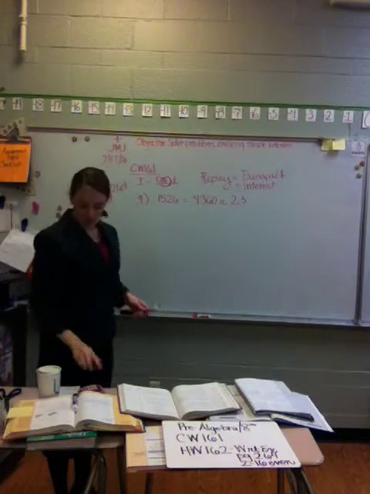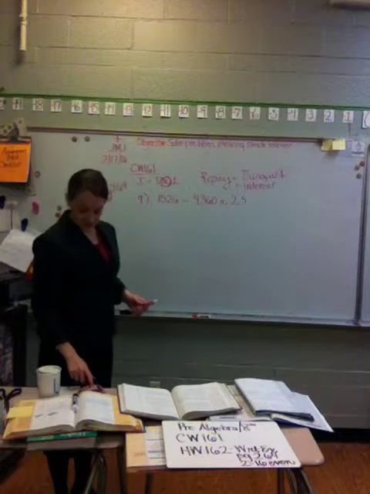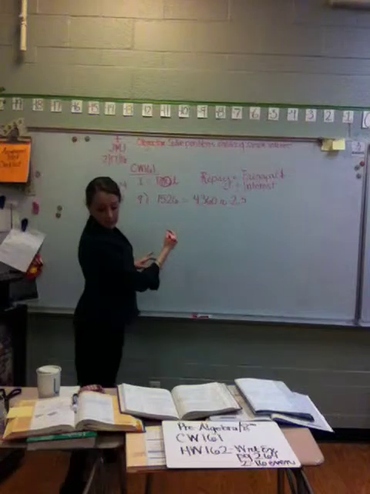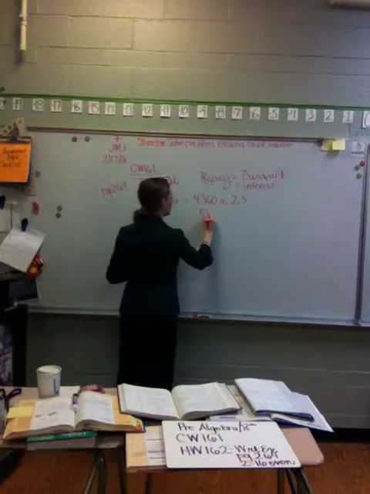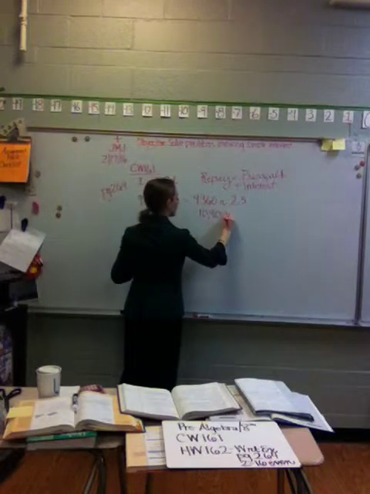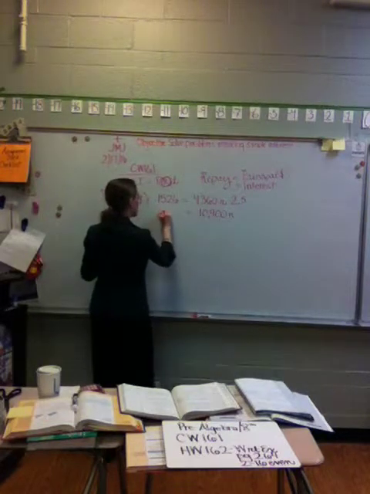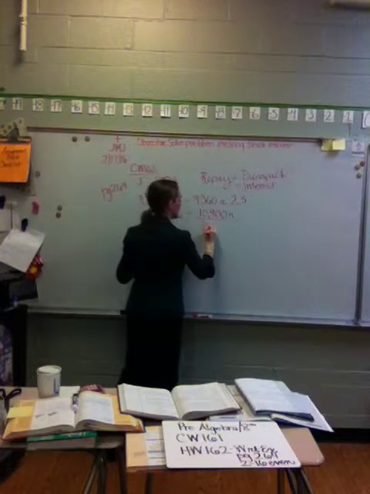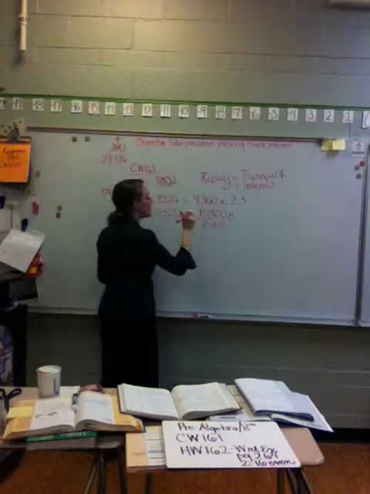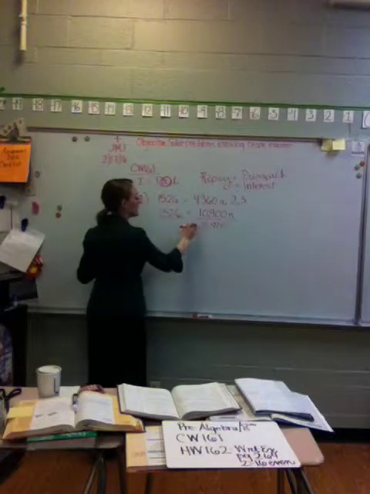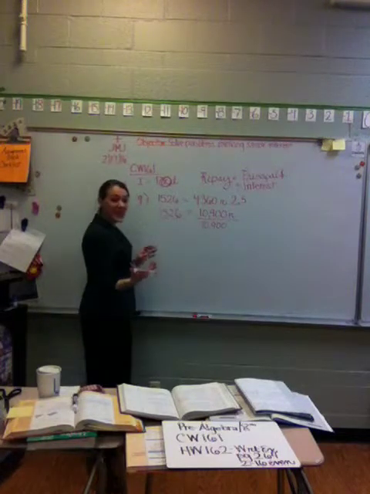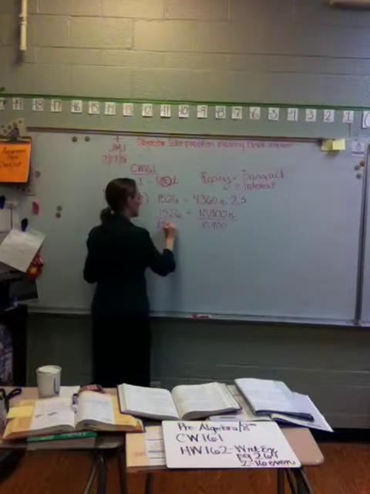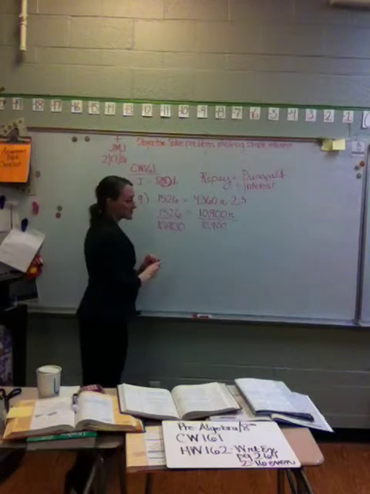So we have 4,360 times 2.5 is equal to 10,900 times the rate. Set it equal here. Divide both sides by 10,900. And this is good because we want to be dividing by a large number because we want a percentage. We want a decimal. We don't want a whole number here. So this is good if you're thinking ahead to what this is going to have.